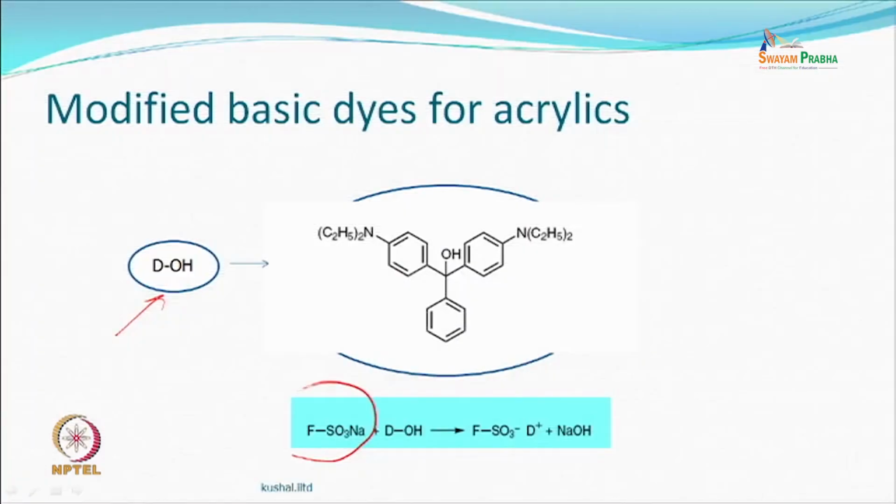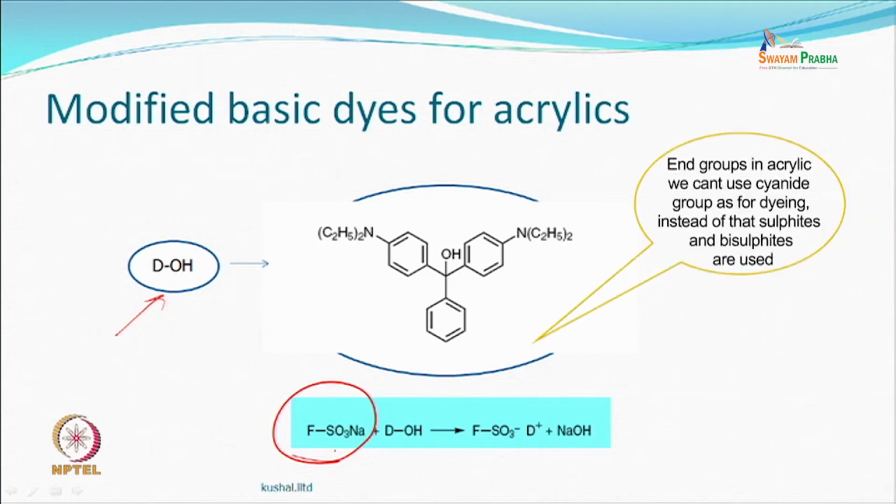But once it vaporizes, going from the paper to the fabric, there it can do this reaction, which you know, this type of groups are available on acrylic fiber. From where do they come? These groups? Anybody else? Sir, the end groups in acrylics, we can't use cyanide group for dyeing, instead of that, sulfides and bisulfides group. Right. So the initiator. The initiator which is used in the polymerization obviously doesn't go anywhere, it stays at the end. And because it stays at the end, which is ionic, so those ions are there.